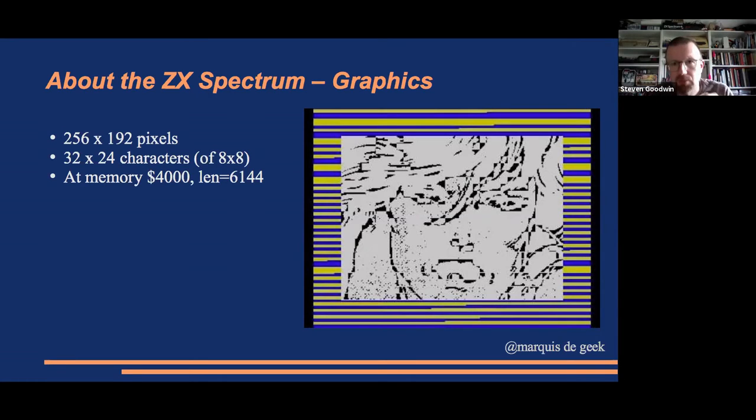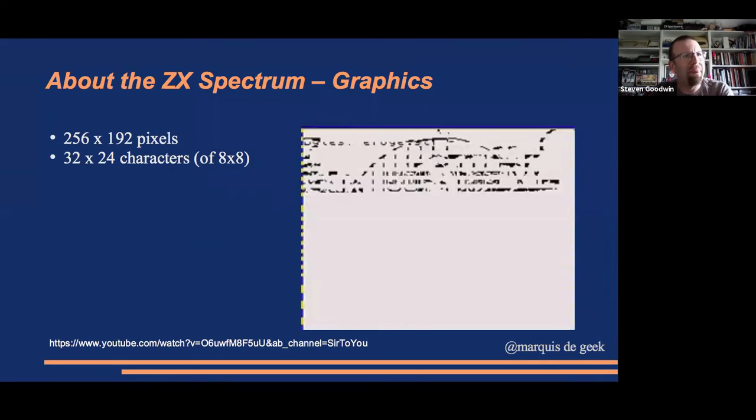Now, when you're typing in code, you will see that as 32 by 24 8 by 8 pixel blocks. 32 times 8 is 256, and 24 times 8 is 192. So that's kind of fairly obvious. And they live at memory location hex 4000, which has a length of 6,144 bytes. But that's just bits, that's on and off. That is your 256 by 192 pixel map. So there's got to be something more here. So what's going on?